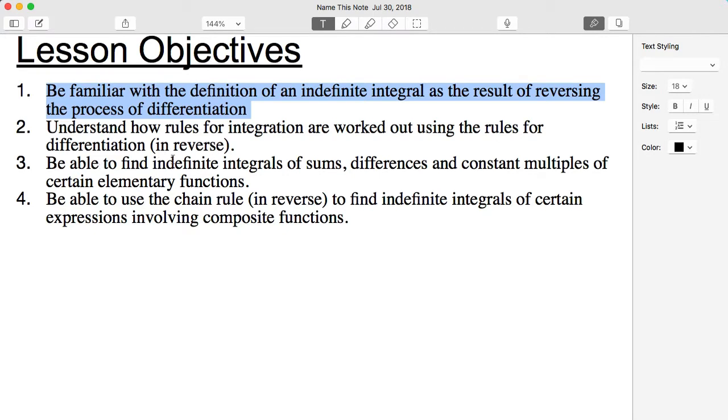We're going to be able to find indefinite integrals of sums, differences, and constant multiples of certain elementary functions. And lastly, we're going to be able to use the chain rule in reverse to find indefinite integrals of certain expressions involving composite functions.